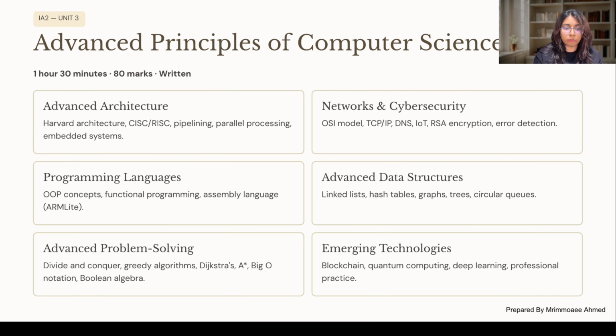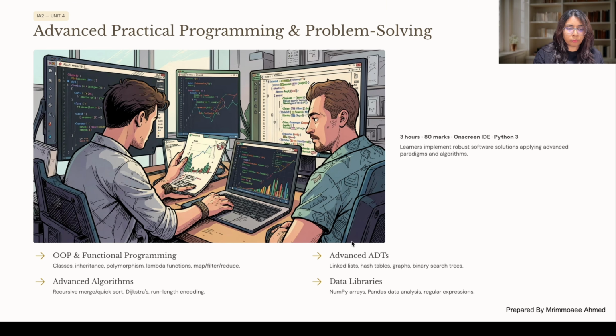Then we will move to Unit 4. Unit 4 is again programming. In total, you will get 3 hours and the mark will be 80. Whatever we learn in Unit 3, we will apply here, which is OOP and functional programming. Then we will also do some advanced data structures. We just did those in Unit 3, right? We will start to apply them in Unit 4 using a programming language. Then we will also go through advanced algorithms. We will start to work with run length encoding and how it works.